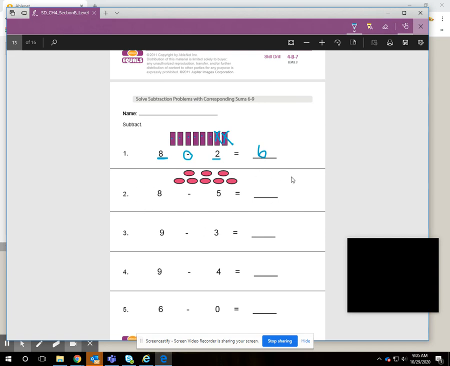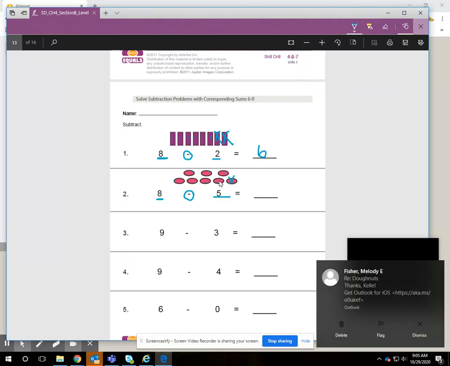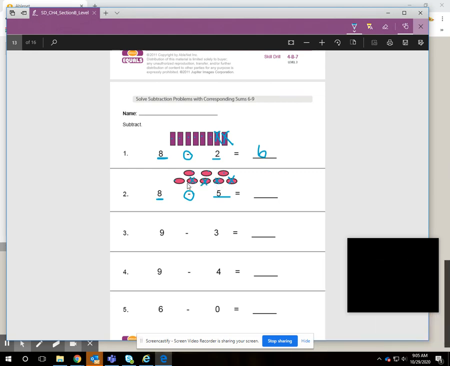Okay, second problem before I set you loose. We're starting with the number 8. So we have 8 ovals. 1, 2, 3, 4, 5, 6, 7, 8. We are going to take away 5 of those. So let's put X's through 5. Ready? 1, 2, 3, 4, and 5. That means I have only 3 that are left. So my answer is 3 on this equation.